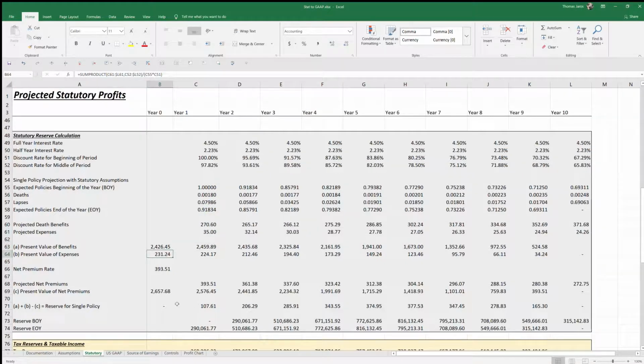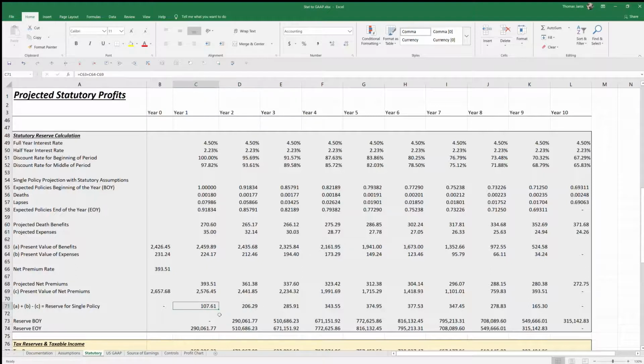We do a similar calculation like that for expenses. We determine the net premium rate. Now, the net premium rate is just going to be the amount of premium needed to get an initial reserve of 0 using statutory assumptions. And so present value benefits plus the present value of expenses minus the present value of net premiums, that all adds up to 0. That 393 there, you can project those net premiums. This is for a single policy. I can determine the present value at each point of time, and therefore I can determine reserve at each point in time for a single policy.